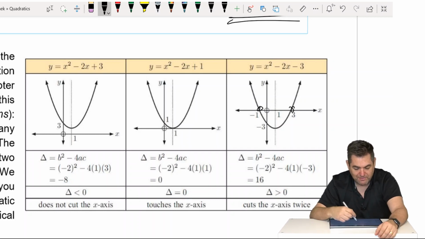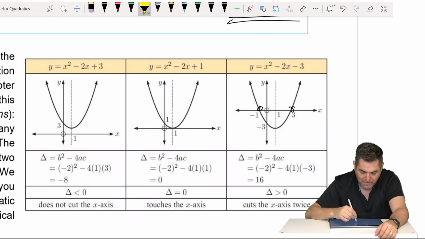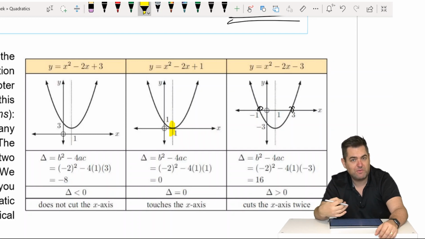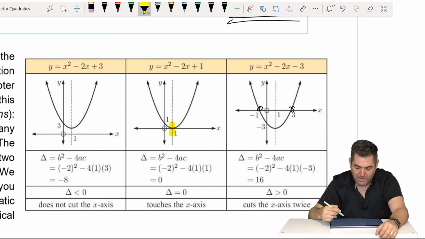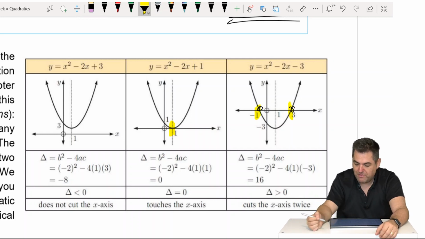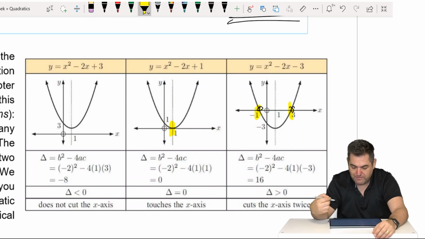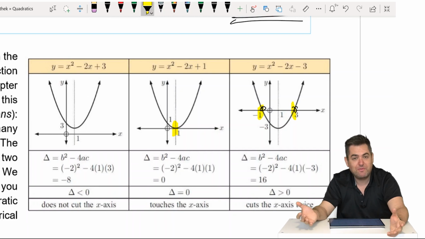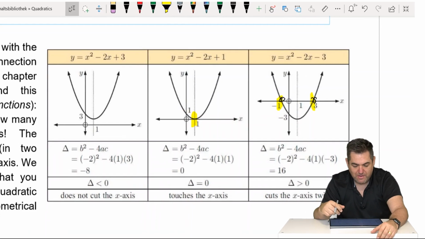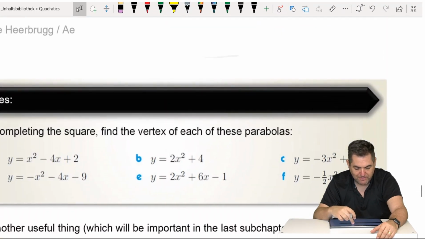If it touches the x-axis, then we have just one point where the parabola has y equals 0. And this means we have just one solution. If the parabola intersects at 2 points, we have 2 roots. And this means that the parabola has 2 roots, that the discriminant is positive. Sorry, that's what I want to say. And so that's the connection we have from the previous part of this chapter with what we're doing right now. And here are some exercises where you can practice this.